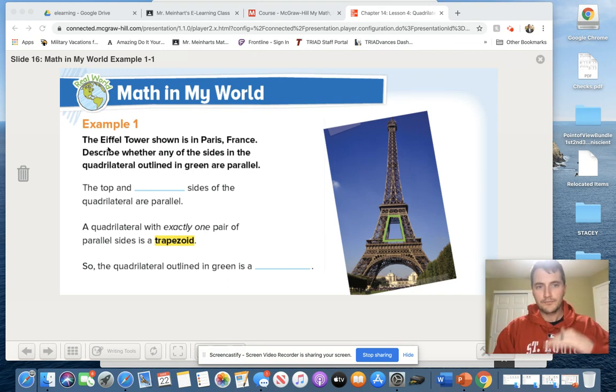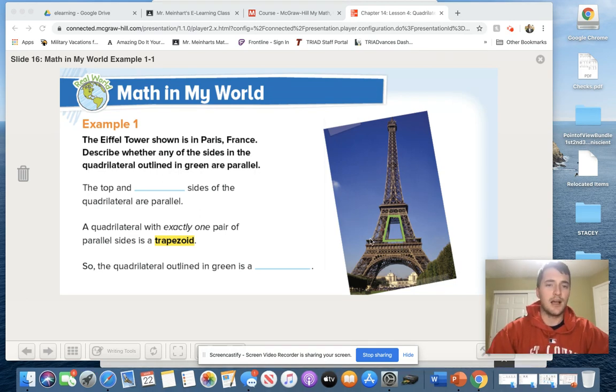Now, it says the Eiffel Tower, shown right over here, is in Paris, France. You're going to describe whether any of the sides on the quadrilateral outlined in green, which are right here, are parallel. Now remember, parallel will always have the same amount of space, no matter if it's going side to side or up and down. All right, so it's saying the top and the blank sides of the quadrilateral are parallel. So which one do you think that is? Think about it. Look at the outline in green. So it's saying the top one.